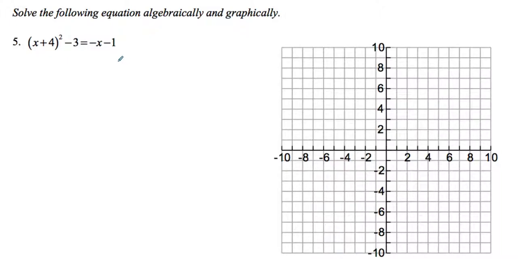Some things to notice right off the bat. We have (x + 4)² − 3 = −x − 1. So we have an x on both sides of the equation, and this one's trapped inside the grouping symbols. Now there's going to be a lot of people who want to automatically take the square root of each side, but you want to think about it. Is that going to get you anywhere?